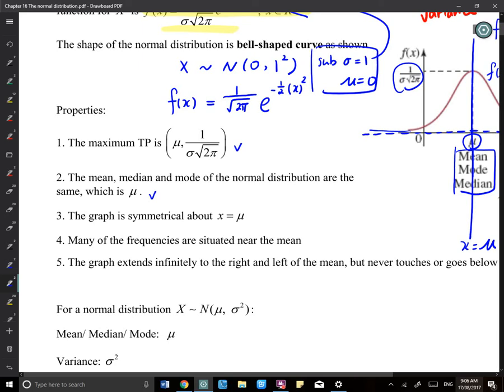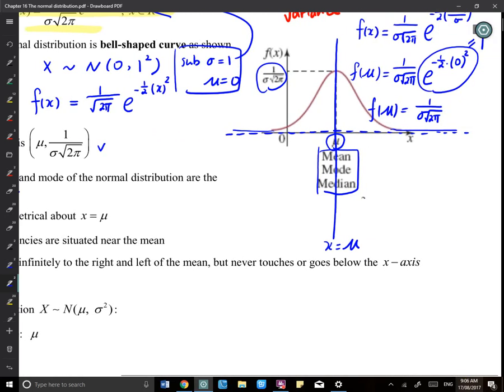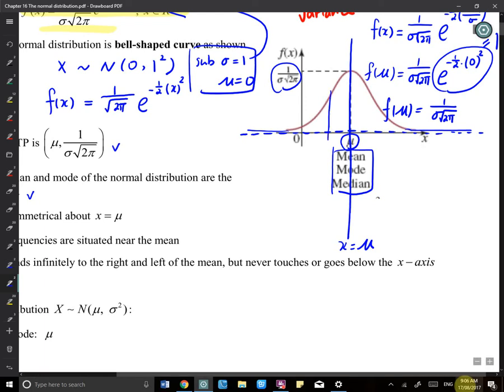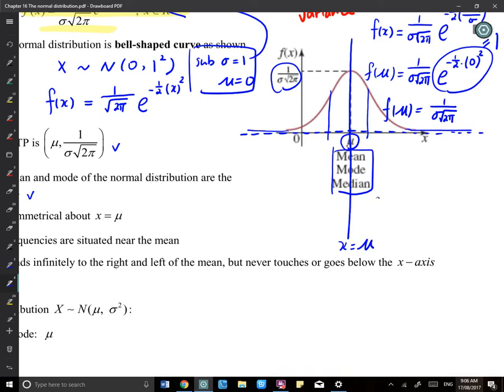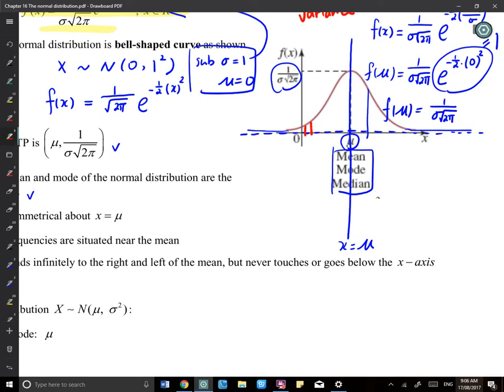Okay, many of the frequencies are situated near the mean. So what that sentence means is that near the mean, you have more probabilities. For example, from that point to that point, you have a lot of area under the curve. But from here to here, that's far away from the mu, you have very little probability there. If you're moving even further to the left to negative infinity, you have probability approaching 0. The area is very, very little.